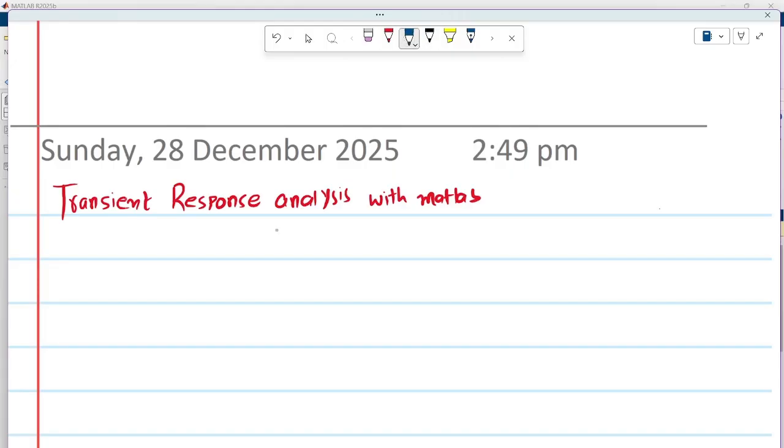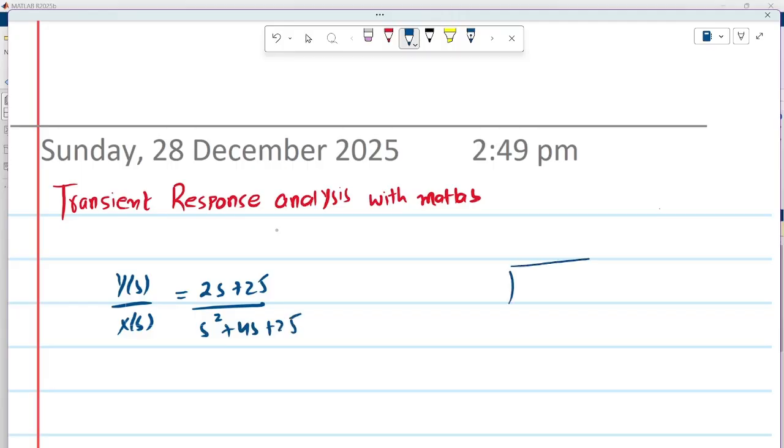So let's suppose we have a transfer function y of s divided by x of s, that's let's say 2s plus 25 in the numerator, and the denominator is s square plus 4s plus 25. So this is a transfer function. If you draw a block diagram, if you have studied the control theory before, this is how the MATLAB reads the transfer function. You supply the input, it will process it, and it will let you know the output, right? So if you give the input, and it will have the transfer function of your system, using that transfer function, MATLAB will let you know the output.